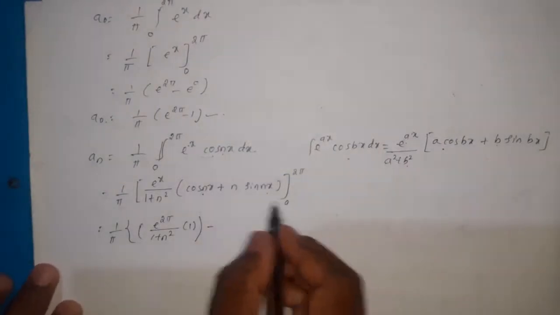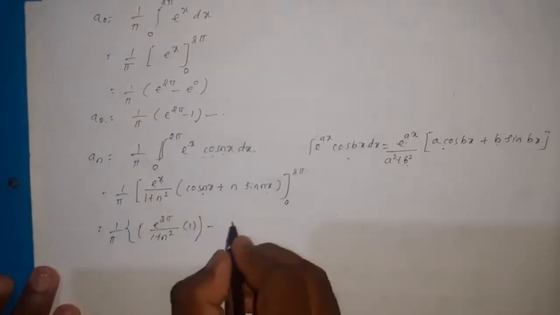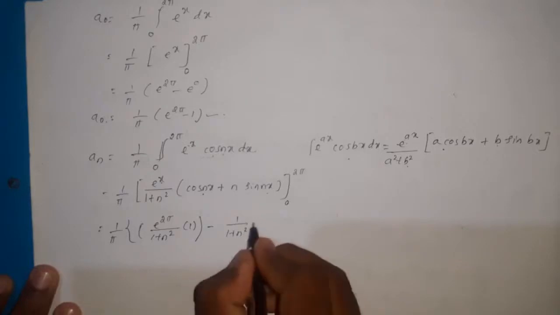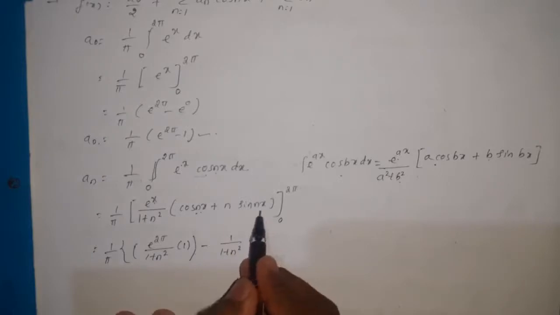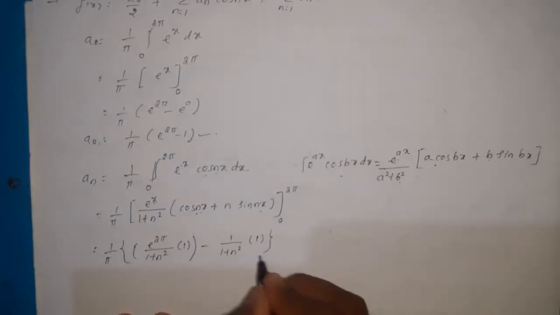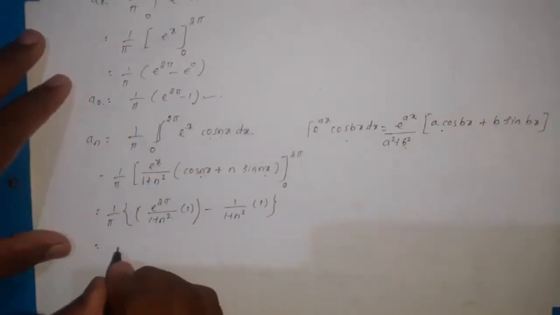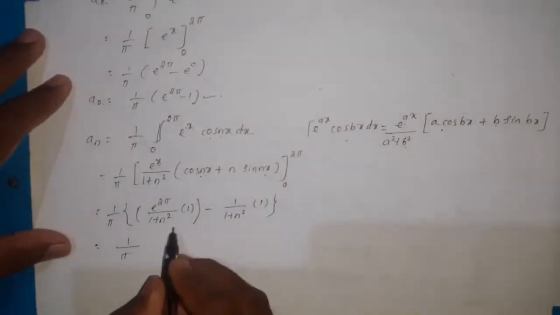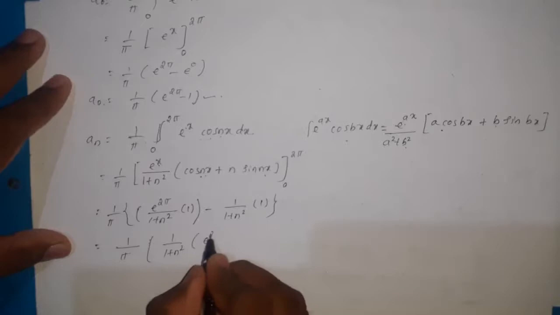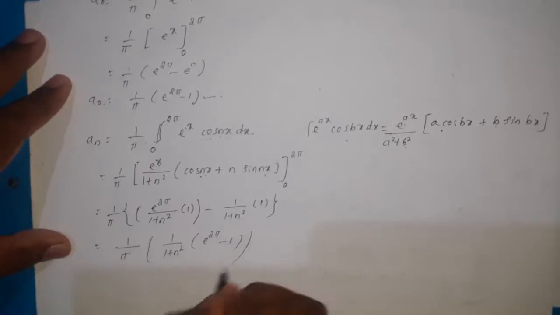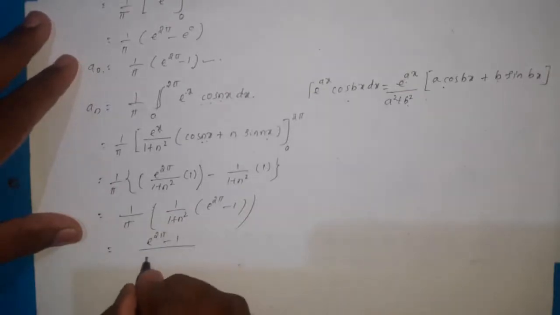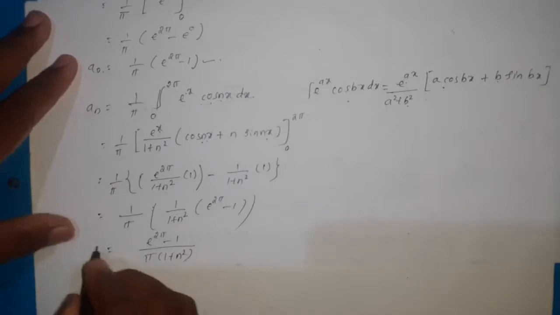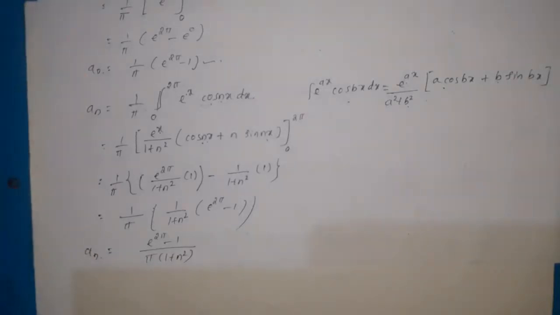Minus the value at the lower limit: x equal to 0 means e power 0, which is equal to 1, then 1 divided by 1 plus n square into, here cos 0 is 1 and sin 0 is 0. So therefore it is equal to 1. Then this is equal to 1 divided by pi. Here we can take 1 divided by 1 plus n square as common, remaining e power 2 pi minus 1. So it is equal to e power 2 pi minus 1 divided by pi into 1 plus n square, that is the a n value.